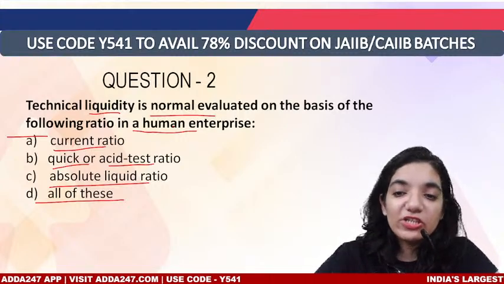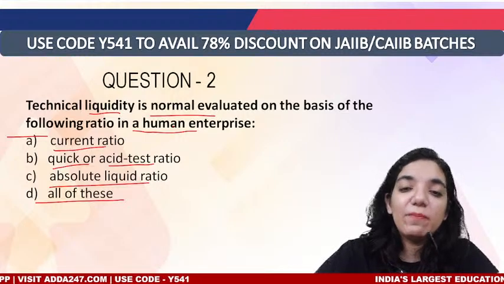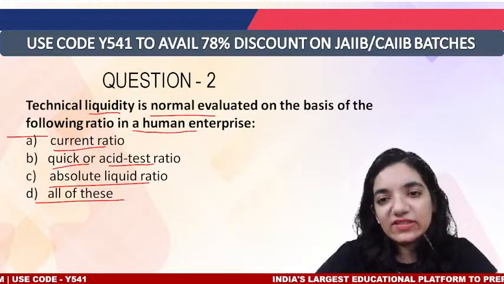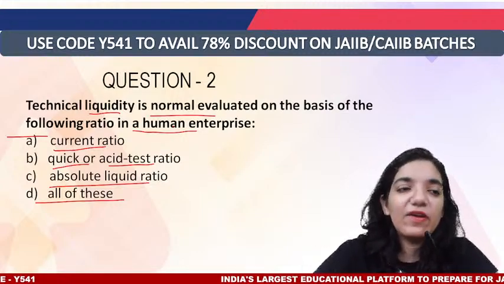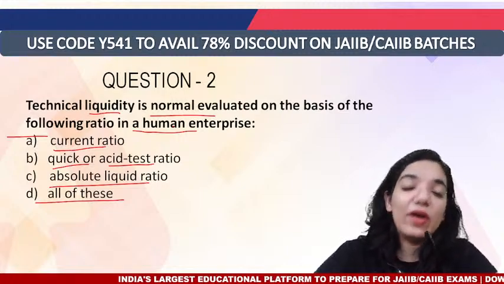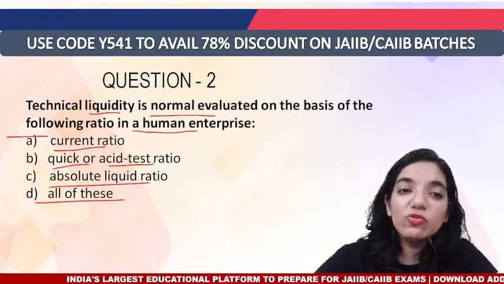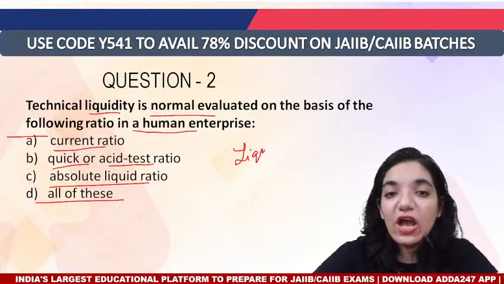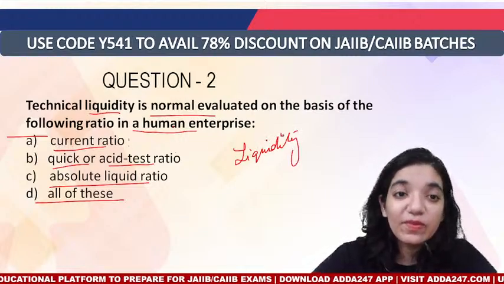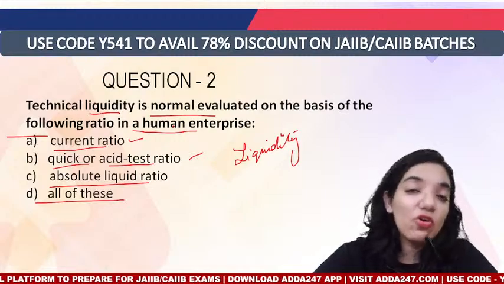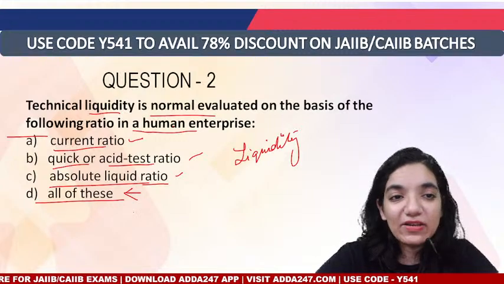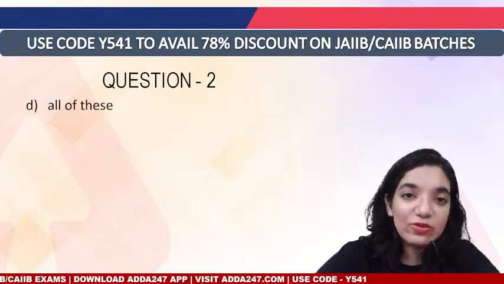When we talk about liquidity, liquidity means in how much time we can repay the amount that we would need to repay if anybody asks us to repay within a limited period of time. If I have to repay someone within a period of 3 months, 2 months, 1 month, or less than 1 year altogether, this is where we can use the liquidity ratios. Among the liquidity ratios, the top or most popular ratio is the current ratio. Then we have the quick or acid test ratio, and along with that, we have the absolute liquid ratio as well. So all of these are basically a part of the technical liquidity.